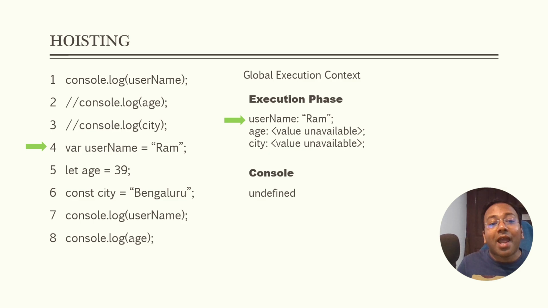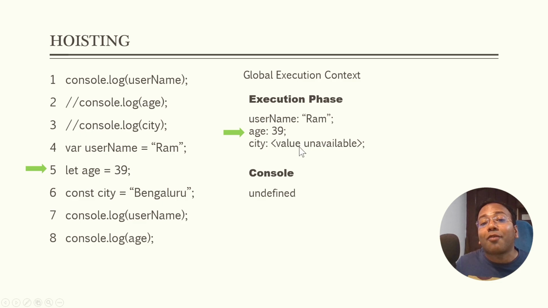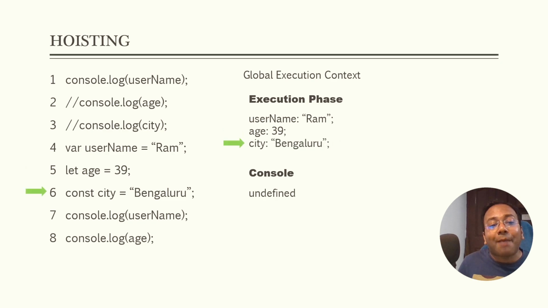So in order to avoid that one, I will again comment this line number 3 so that I can get through this program. And line number 4, so you remember in the creation phase username is initialized with a default value undefined. Now that will be overridden with the actual name RAM. Now is when the memory will be allocated with the actual value in the execution phase. Next, coming to line number 5, when the parser moves to line number 5, it will allocate that with the actual value 39 instead of the value unavailable, whatever has been put in the creation phase. Now similar thing will be happening with line number 6. It will be initialized with Bengaluru.